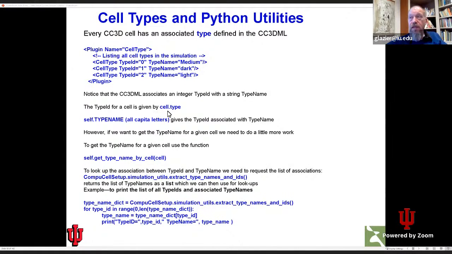If you type cell.type, the attribute type returns the ID, that is the integer number associated with the cell type. If you type self dot and the name of the cell type in all caps, so medium in capital letters, dark in capital letters, that will return the type ID, 0, 1, or 2. What's missing is the ability to get the cell type name as an attribute.